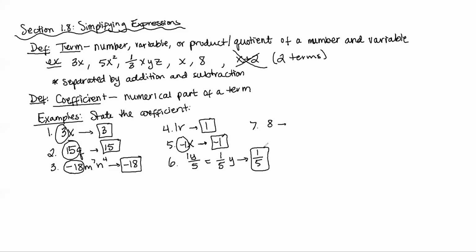And then finally, something we're not going to see for a little while here, the reasoning behind this, but for this last one here, it's just a constant, it's a number by itself. And so when you don't have a variable that you can see here, the coefficient is just the number itself. And if you're curious why this is, one thing we'll see in some later sections is this is actually 8x to the 0 power, which means that this is just 1. But you don't have to worry about this right now. Just focus on constants are their own coefficients.